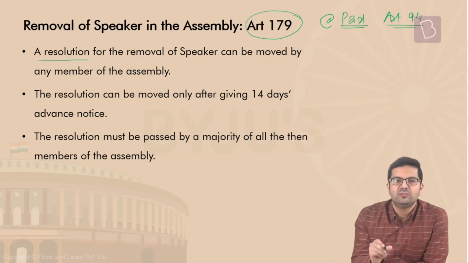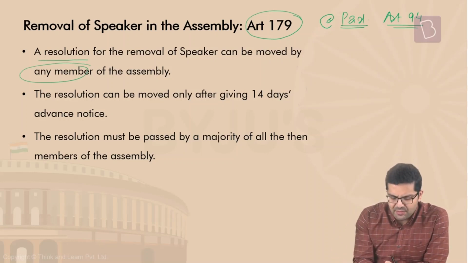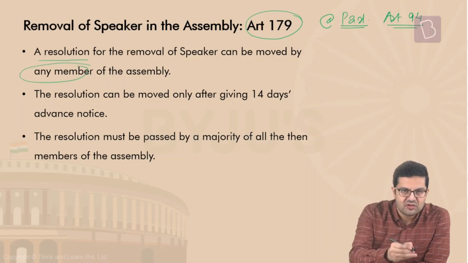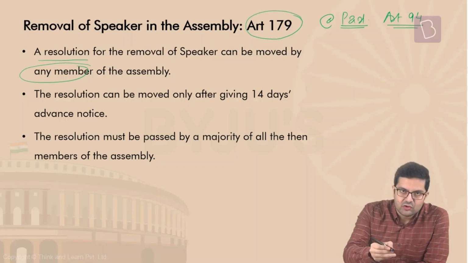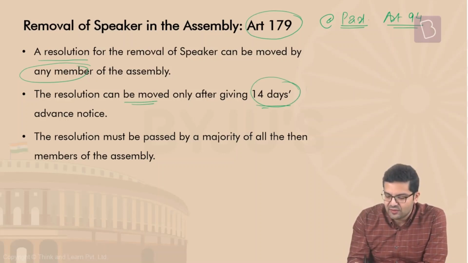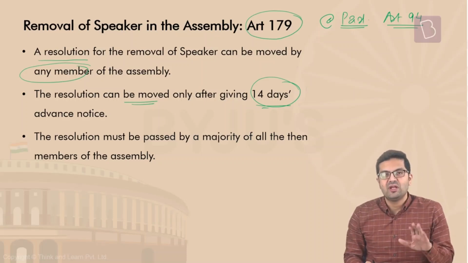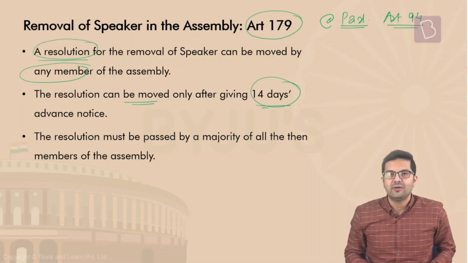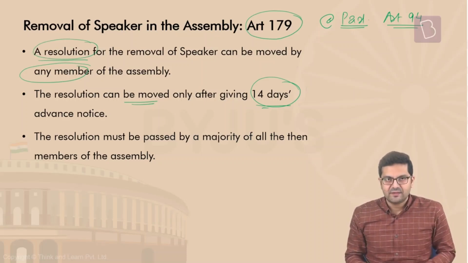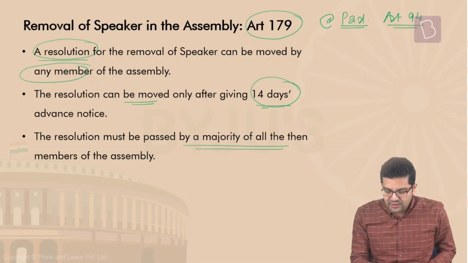Number one, a resolution for the removal of the speaker can be tabled in the lower house by any member, whether that person is a minister, a private member, opposition party, or ruling party, it does not matter. Number two, such a resolution can be tabled only after giving 14 days' notice. Prior notice has to be given to the house that, sir, ma'am, I want to present a resolution to remove you, the presiding officer. Eventually, this has to be passed by the majority of all the then members of the house.